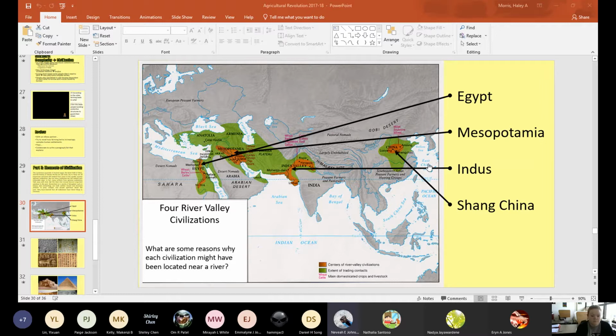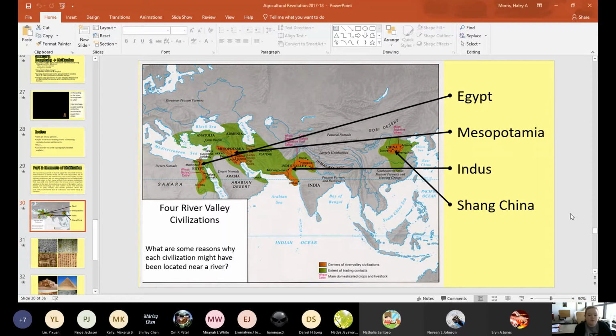It's easy to farm with fertile soil. Yes. So it's easy to farm with fertile soil. So people would congregate in these river areas because it was easy to farm there. So they're going to be able to get that food surplus. And you need a food surplus for a civilization, right? In order for civilizations to be successful, they need food surplus.